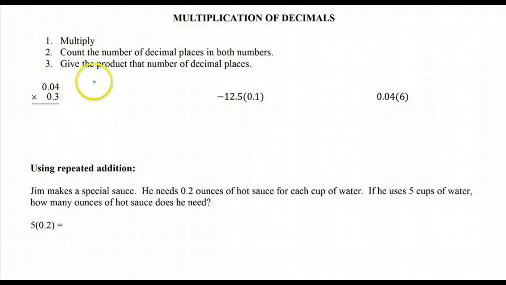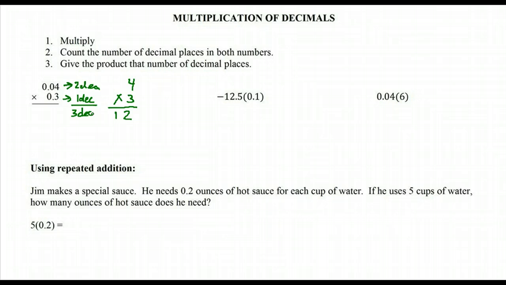Think of the numbers as if there were no decimals, which means we have a 4 and a 3. What is 4 times 3? It's 12. Number 2, you want to count the number of decimals. So this one has 2 decimal places. This one has 1 decimal place for a total of 3 decimals. So we counted up all the decimal places. And then the last part is you give the product the number of decimal places.